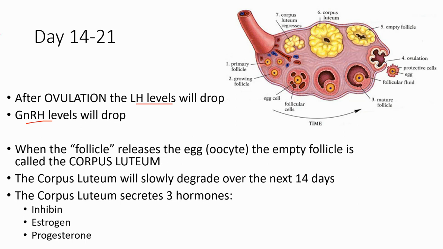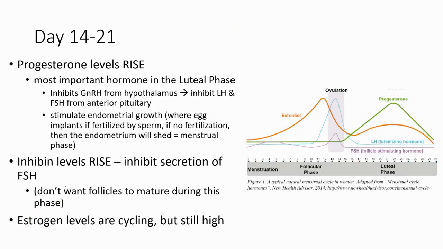So when the follicle releases the egg, the empty follicle is called the corpus luteum. Now, it's going to degrade over the next 14 days, but it's not just not doing anything. Take a look at what that corpus luteum secretes. It secretes inhibin, estrogen, and progesterone. So that corpus luteum is going to secrete these three hormones. So day 14 through day 21, this is called the luteal phase.